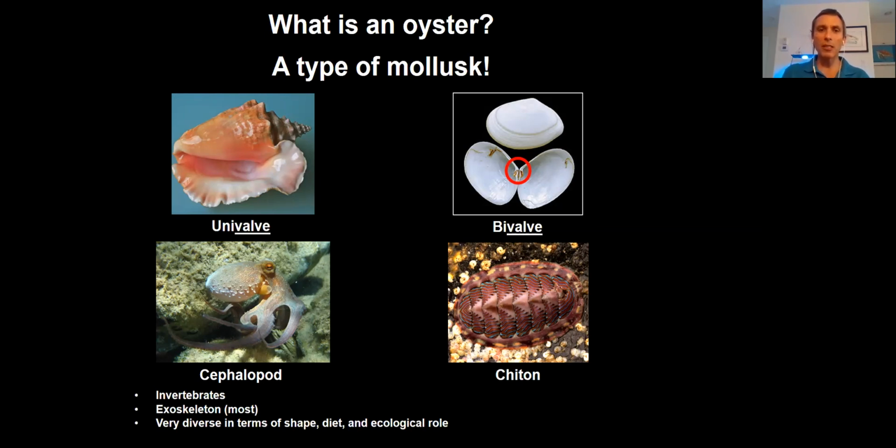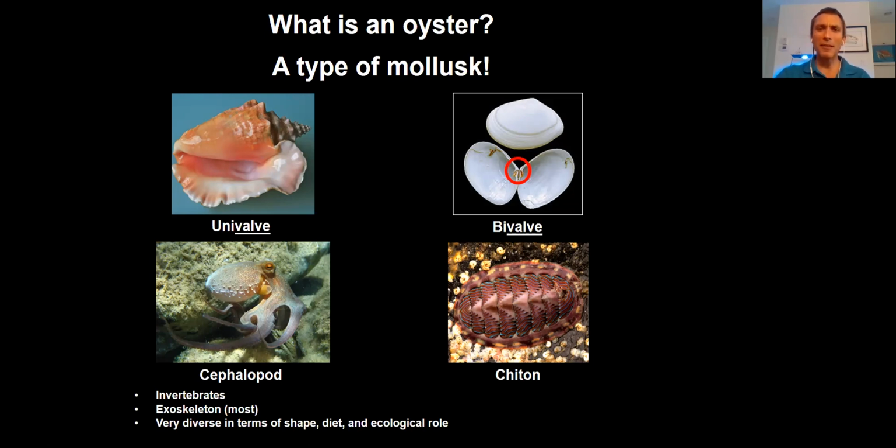In the world of mollusks, we have univalves, like a conch. We have bivalves, like a clam or an oyster. So what do you think the word valve means in mollusk speak? Anybody have a guess as to what a valve is? Yeah, it's the shell. So a univalve has one shell. A bivalve has two shells.